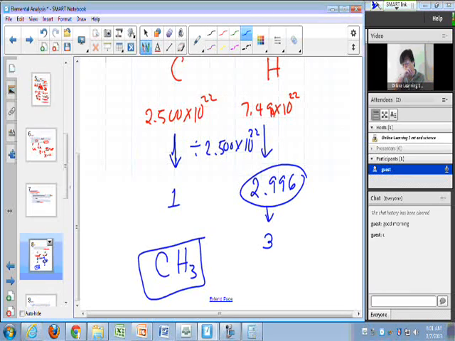Okay. What's the formula of the compound? We don't know. It could be CH3, it could be C2H6, it could be C3H9, and so on.